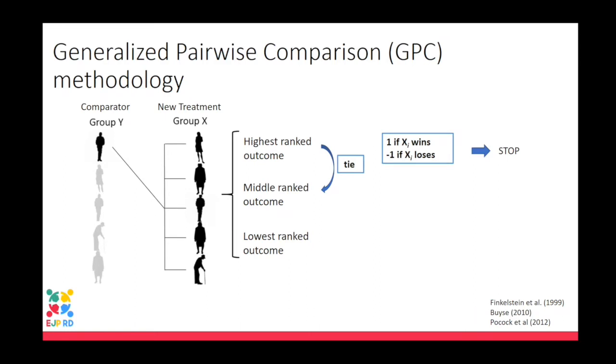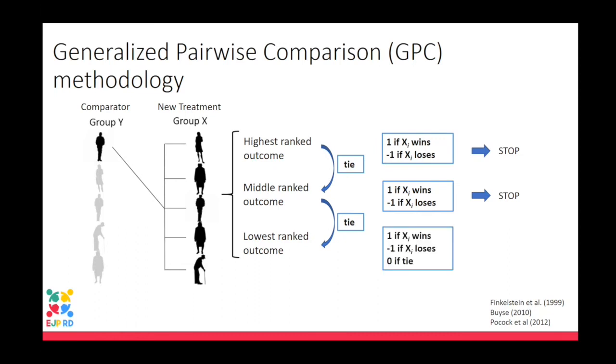For example, myocardial infarction, and we do exactly the same thing. See if we can decide which of those two patients is doing better. If we can, it stops there. We go to the next pair. If we can't, we go on and on until our last outcome. And if we then cannot decide which of the two patients is doing best, then we have a tie for that pair. Now, in the end, what we get is actually a count of the number of wins for our new treatment and a count of the number of wins for the comparator.